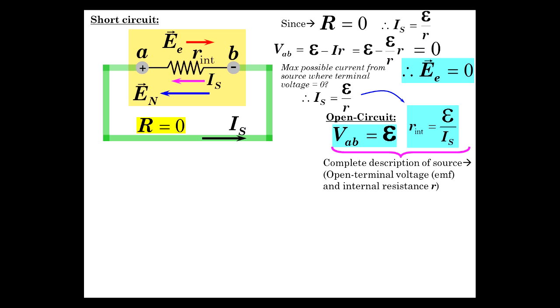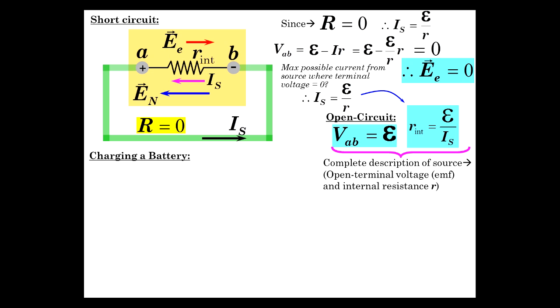You now can see why a source cannot produce infinite current, because it would have an infinite potential drop across here, and that's impossible. We only have available to us the potential difference produced by this non-electrostatic electric field across that distance.